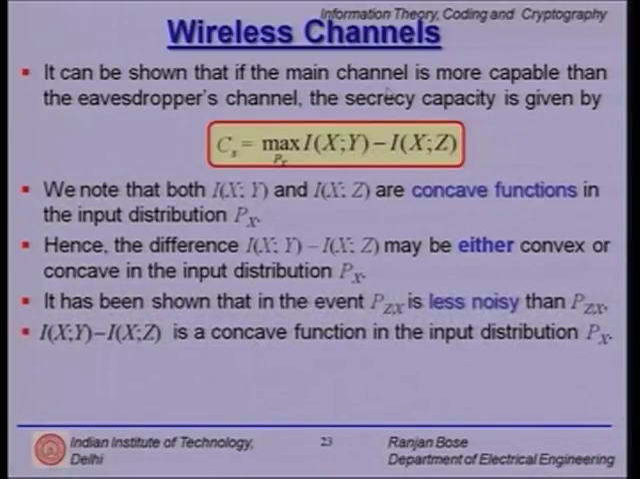So it can be shown that if the main channel is more capable than the eavesdropper's channel, then the secrecy capacity is given by C_s equal to the maximization over input probabilities of I(X;Y) minus I(X;Z). Now note, both I(X;Y) and I(X;Z) are concave functions in the input distribution P_X. Hence the difference can be either convex or concave in the input distribution P_X. Now it has been shown that in the event that P_{Y|X} is less noisy than P_{Z|X}, so Y given X is less noisy than Z given X, then I(X;Y) minus I(X;Z) is necessarily a concave function in the input distribution P(x).